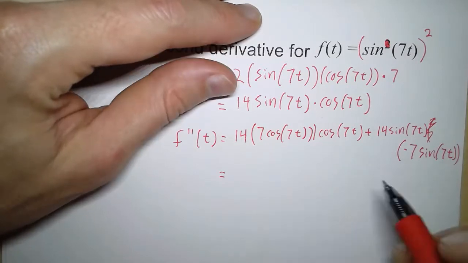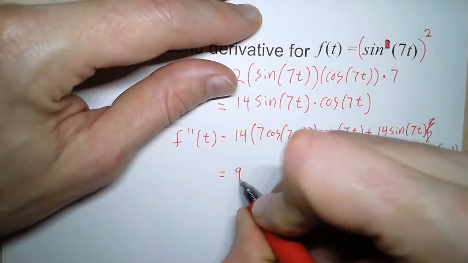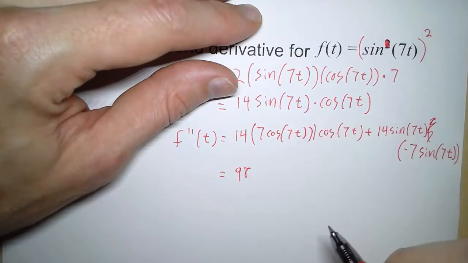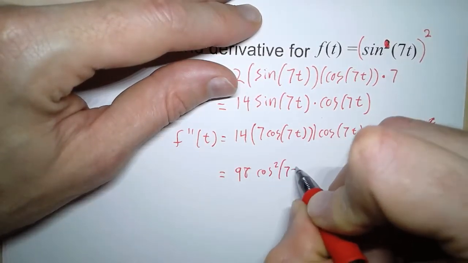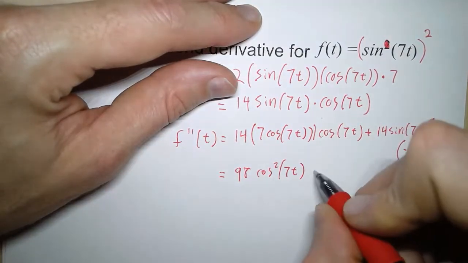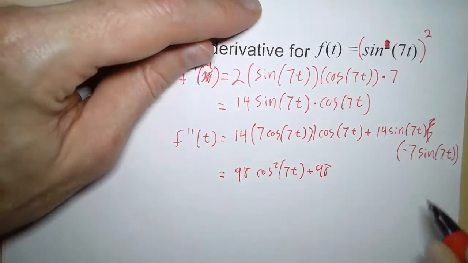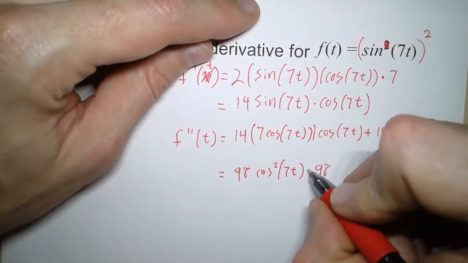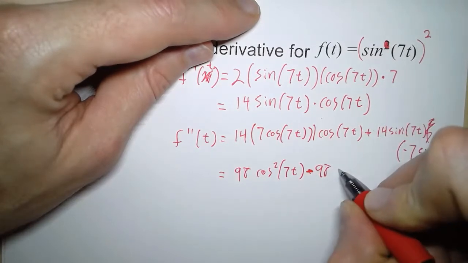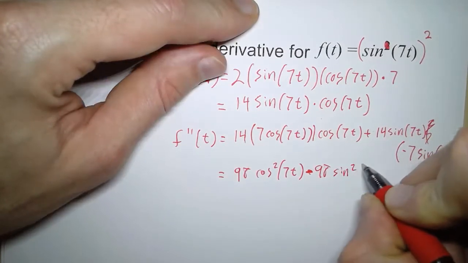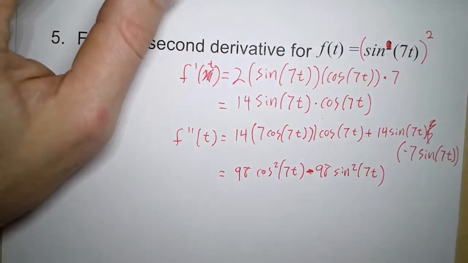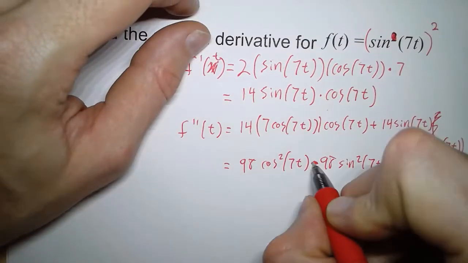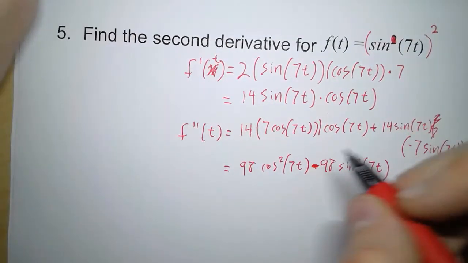So 14 times 7, that should be 98. And then we have cosine squared of 7t. And then we have plus 98, or excuse me, minus 98 sine squared of 7t, like that. And so that is our second derivative for f prime.